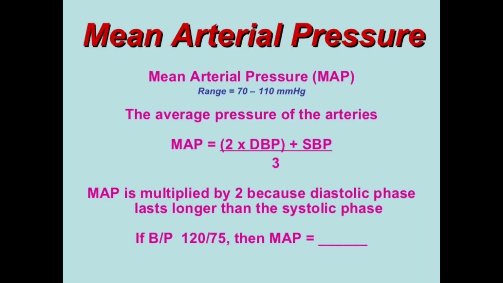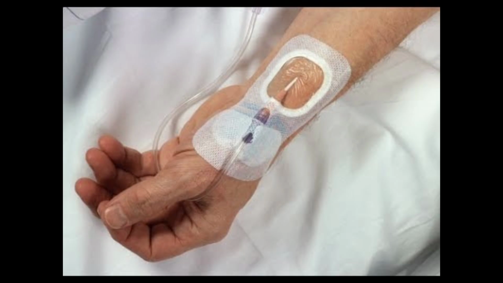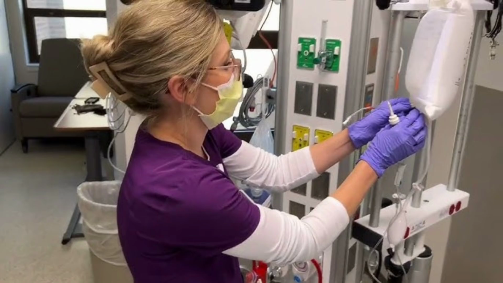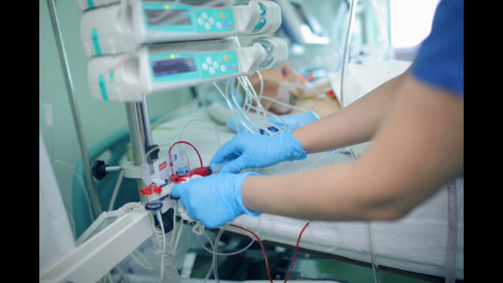Next is mean arterial pressure, or MAP. MAP is calculated by multiplying the diastolic number times 2 and then adding it to the systolic number and dividing it by 3. The normal range is 70 to 100, and a minimum of 60 is needed to perfuse the organs. MAP is measured through an arterial line, or an ART line. This helps assess perfusion to vital organs. A low MAP indicates shock, sepsis, or heart failure, and a high MAP indicates hypertension and vasoconstriction.